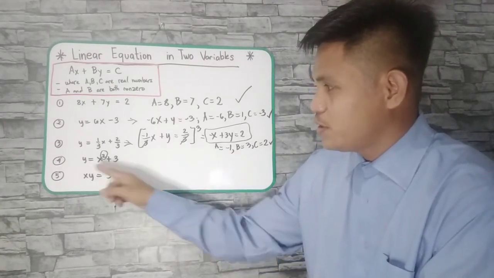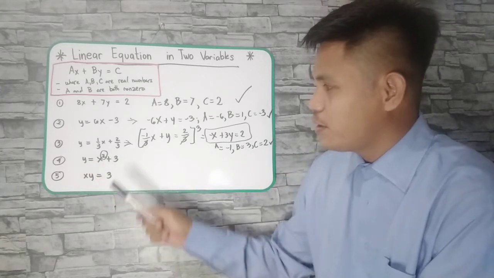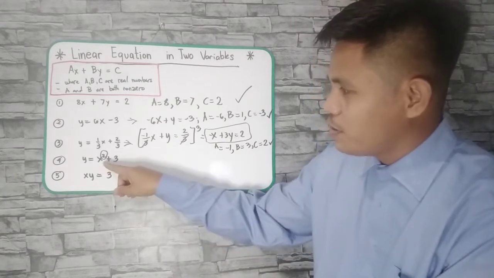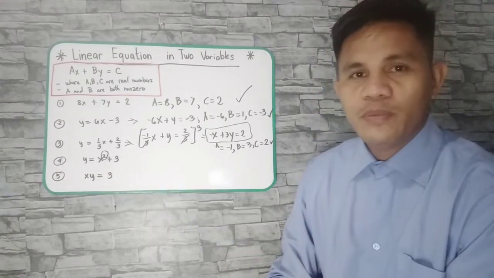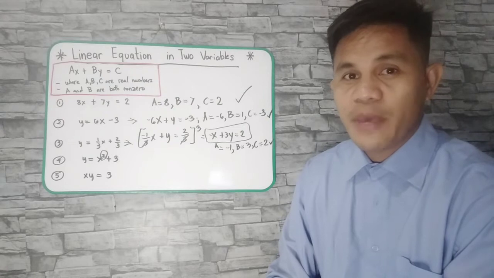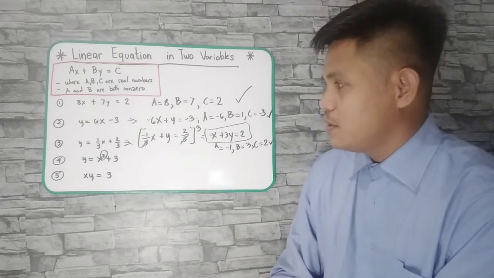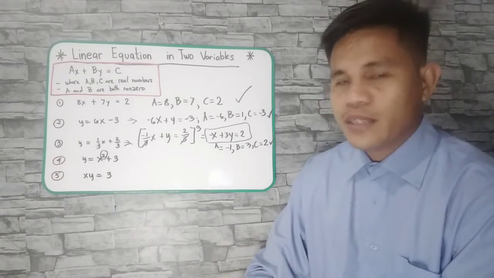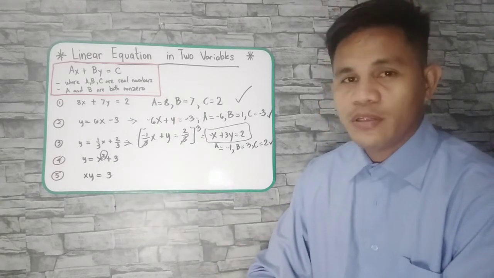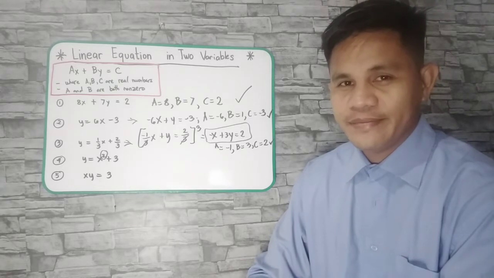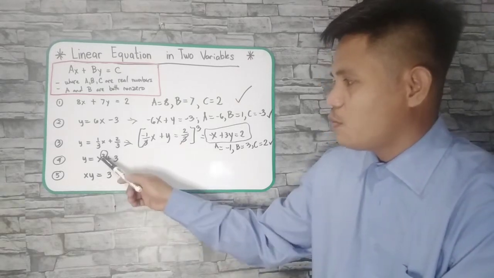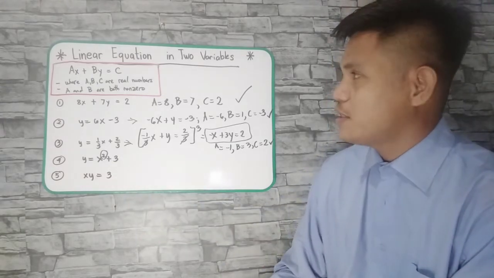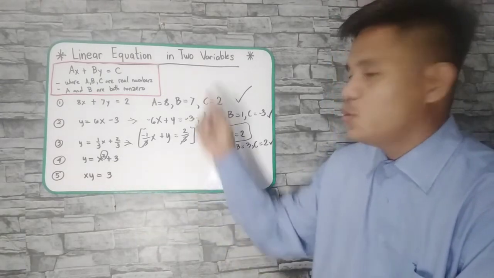Now let's proceed to question number 4. We have the equation y is equal to x squared plus 3. As you can see, we have exponent 2 here. When we talk about linear equations, as in your Math 7, each variable must have an exponent of 1 only. Since the exponent is 2 and not 1, we cannot consider this a linear equation in two variables.